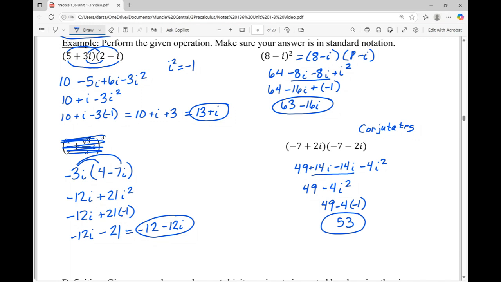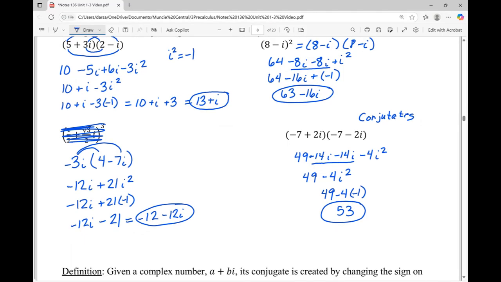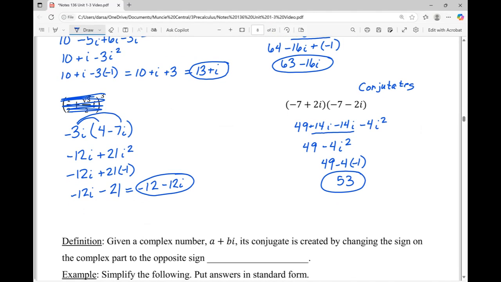So in this case, what we see is that a complex number times its conjugate is going to make all of the letter i's parts go away, all the imaginary bits will go away, and we're left with a real number, just a single real number. And that is going to happen every single time we multiply something by its conjugate.